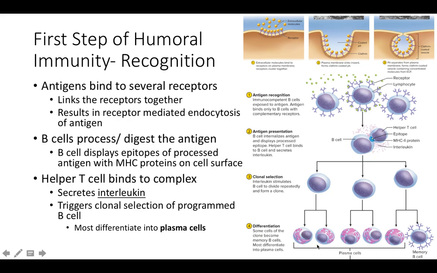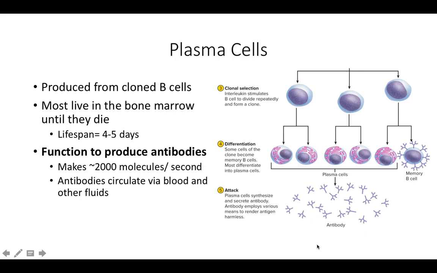turn into plasma cells. What are plasma cells? Why are they important? They're produced from cloned B cells, and we have them down here. The majority of them are going to live in the bone marrow until they die, and they'll live for a period of 4 to 5 days, but their job during that 4 to 5 days of life is to pump out antibodies. So that's what you see here, and they're very efficient at doing this. They make about 2,000 molecules per second, and then these antibodies that they produce will be circulated through the blood and other fluids. Okay, so plasma cells come from cloned B cells, and their job is to produce antibodies.